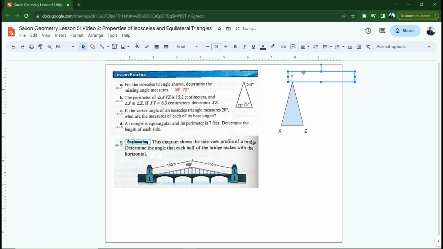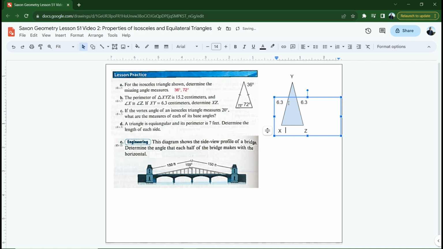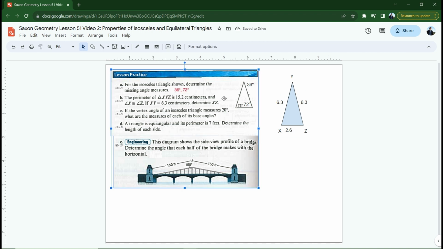Okay, so I know that angle Y and Z are congruent. XY is 6.3 centimeters. XY is over here, so let's put on a 6.3. And that means that the other side of this has to be 6.3 as well. Now I need to figure out XZ though. Well, I know that the whole perimeter is 15.2. This 6.3 and 6.3 is 12.6 total. So 12.6 centimeters are taken up by these two sides. That means that this last side down here is going to be 15.2 minus 12.6. That one I can do in my head. It's going to be 2.6 centimeters.